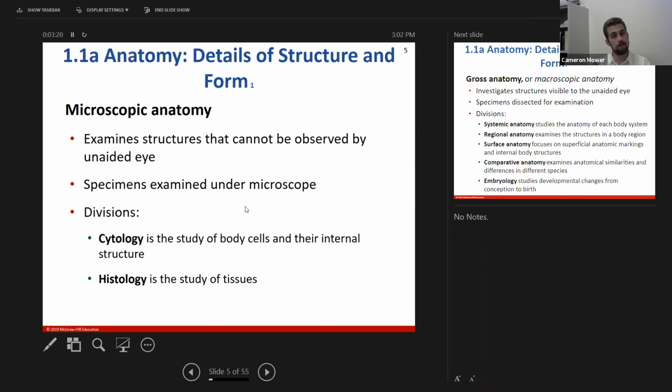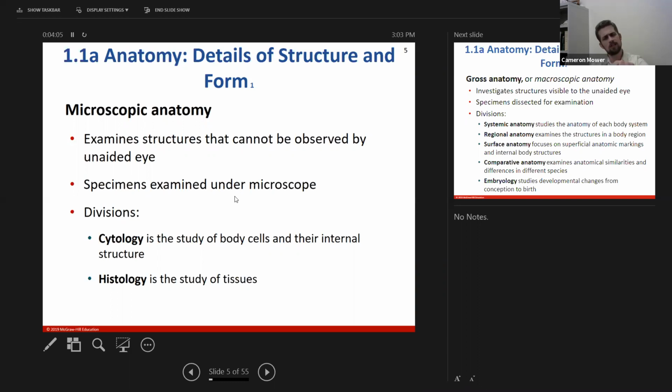We're buzzing through things pretty fast here. We're just moving. Microscopic anatomy. We will spend a fair bit of time studying the microscopic anatomy of the human body. Of course, we know that microscopic anatomy refers to things that cannot be seen by the naked eye or the unaided eye. We can look at them through a microscope. The microscope allows us to see really small things. But the determining factor between whether something is macro or microscopic is whether or not you can see it with your naked eye.